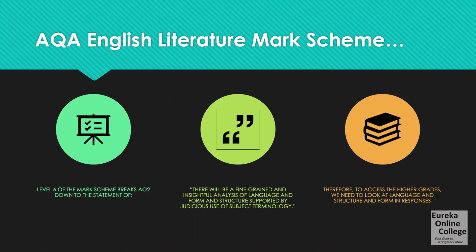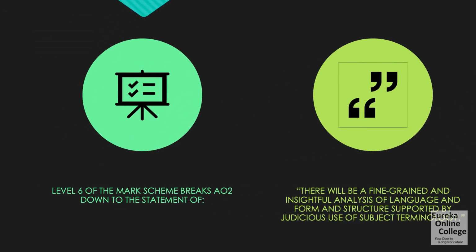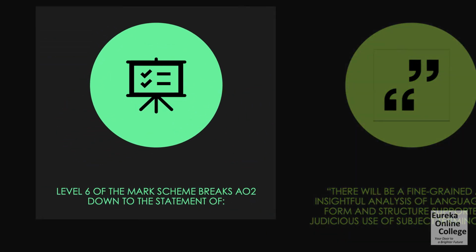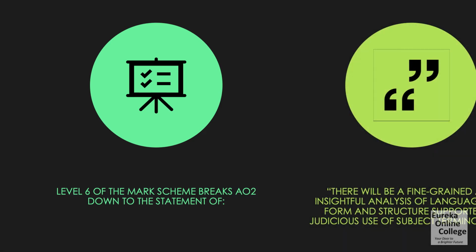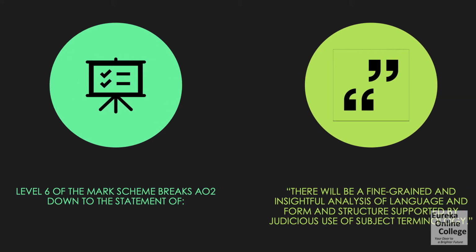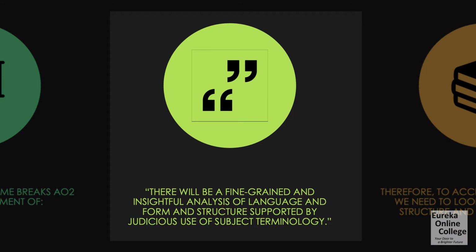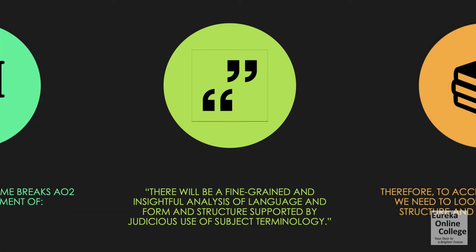As we said in Poetry 2, if we then look at the mark scheme for AQA English Literature, for example, Level 6, the top level, has very clear instructions as to what a student needs to do when analysing any literature text for AO2, including poetry. It states, there will be a fine-grained and insightful analysis of language and form and structure, supported by judicious use of subject terminology. The significant wording to notice here is language and form and structure.